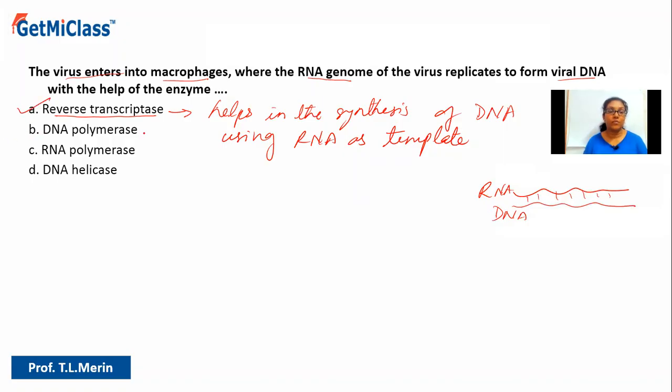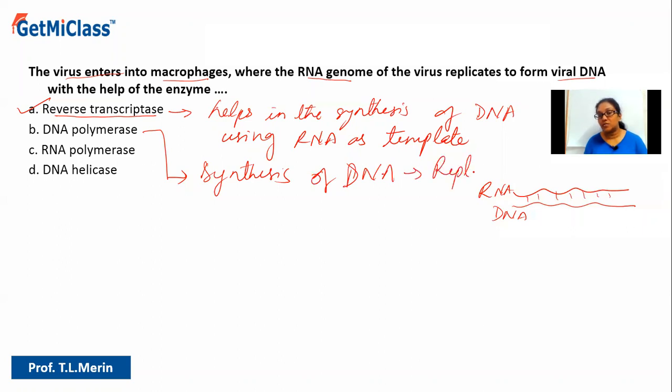Option B says DNA polymerase. So DNA polymerase helps in synthesis of DNA, and this is useful in the replication of DNA, or you can say even repair mechanism. But this cannot code for DNA using RNA as a template. This is DNA dependent. Okay, hence this is ruled out.